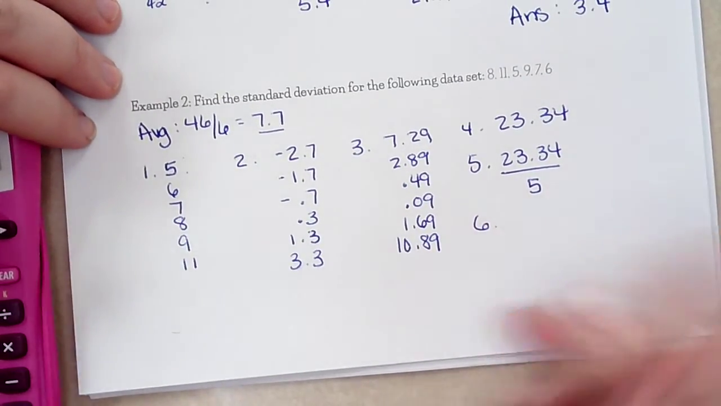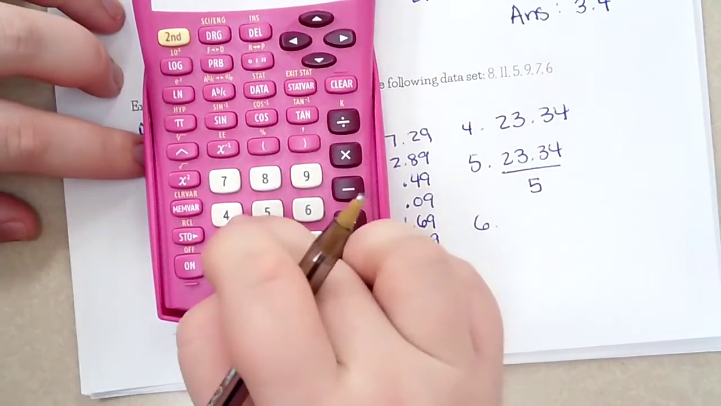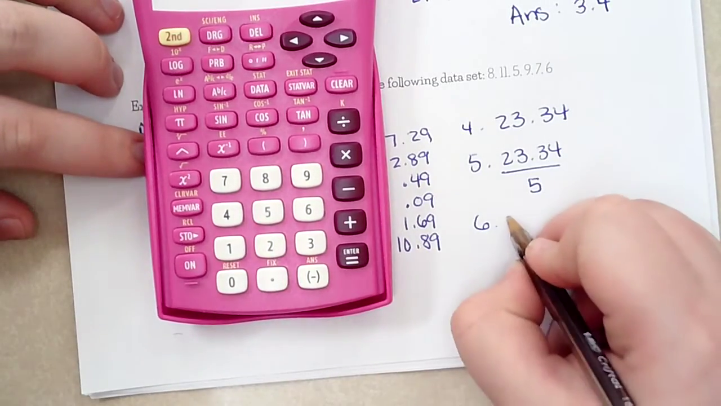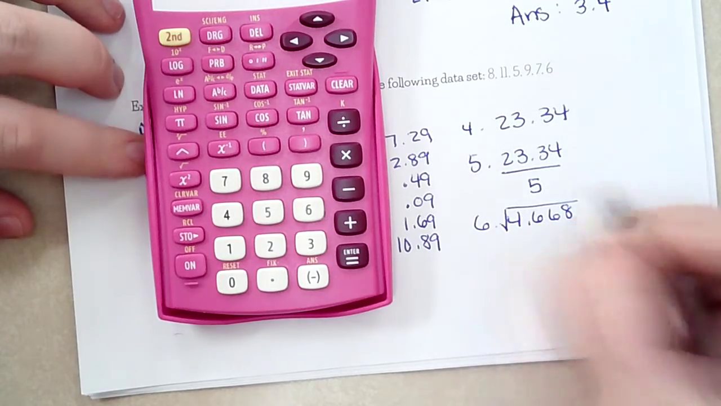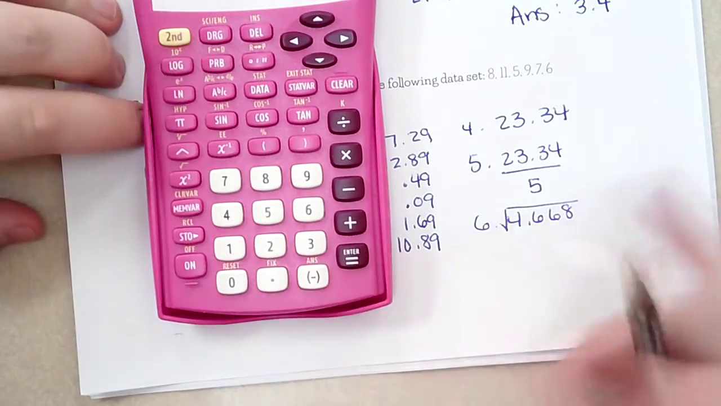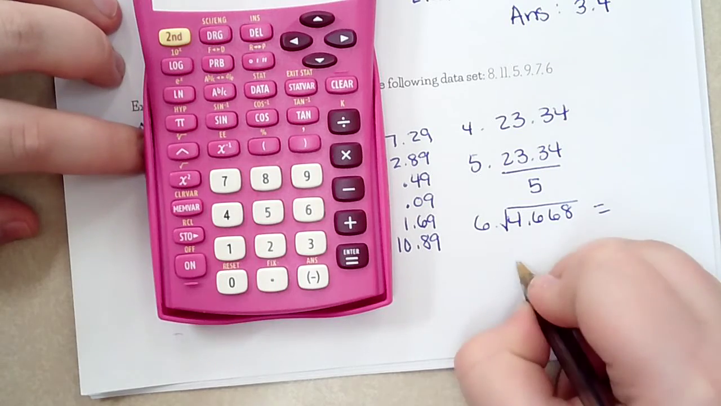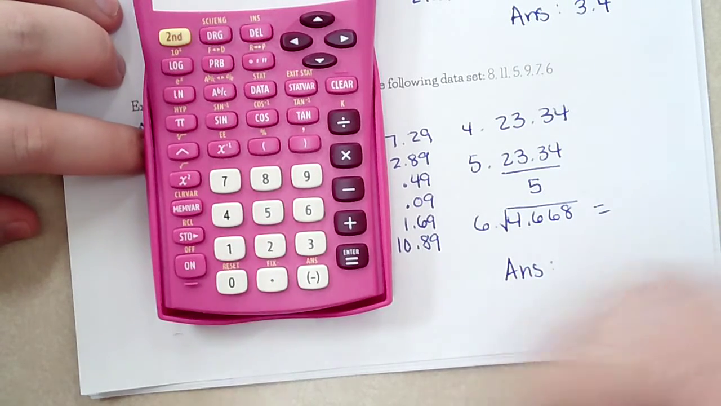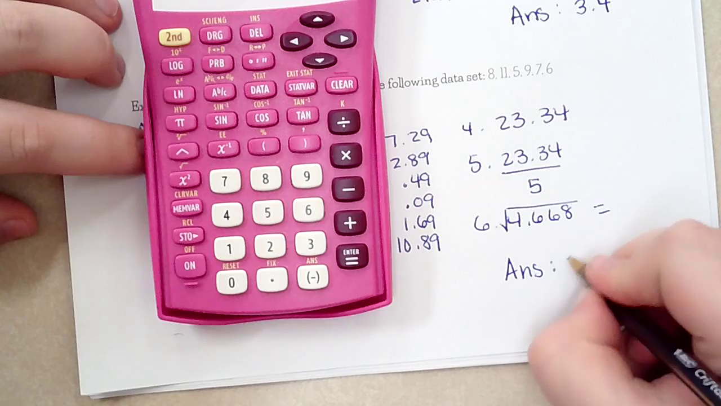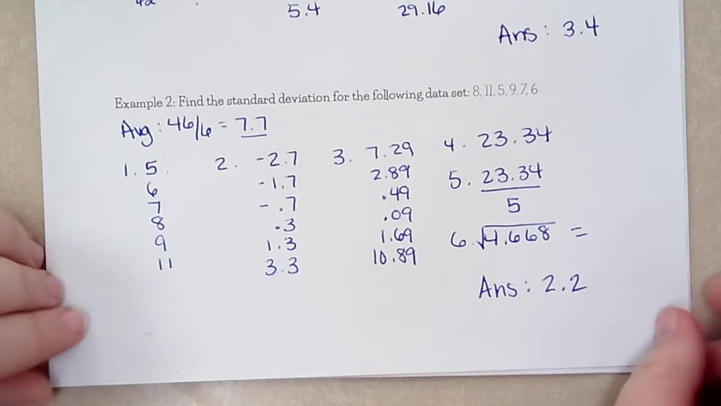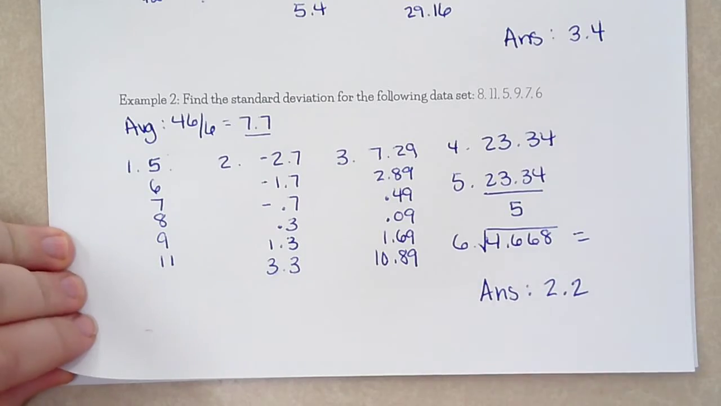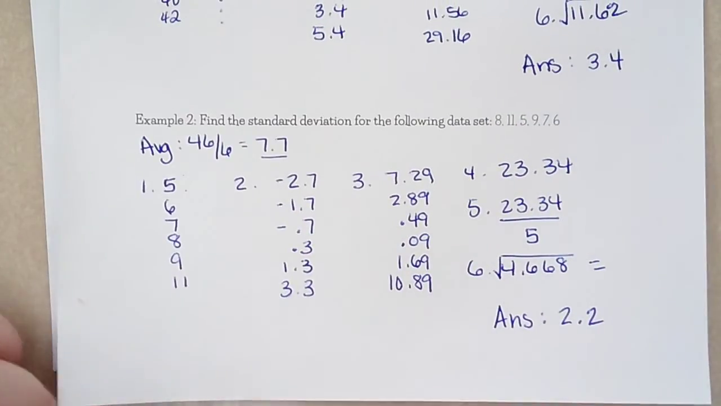And then step 6, I'm going to get that result, 4.668. And I'm going to square root it to get my final answer of, I'm going to do 2.2. So we have now found the standard deviation for this is 2.2. More on the use of standard deviation in lesson 10.6.